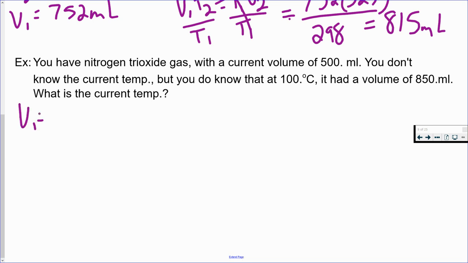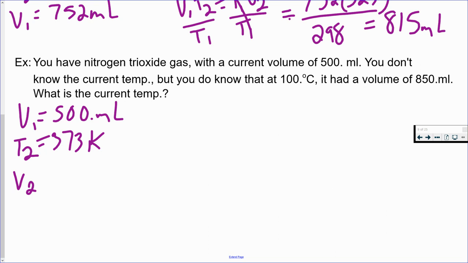So we have a V1 of 500. milliliters. That decimal is very important. It tells you that you have 3 sig figs there. But then we're told that, hey, T2 is 100 degrees Celsius. That gives us 373 Kelvin. And for V2, we have 850. Again, with a decimal place, meaning it's 3 sig figs. Plug it in and solve for T1.